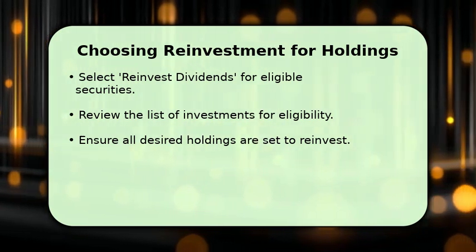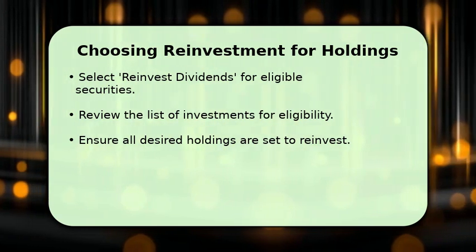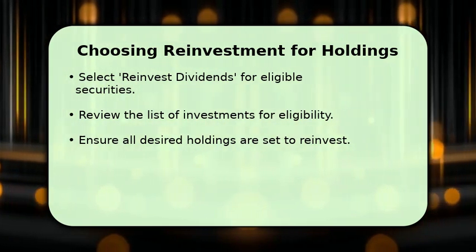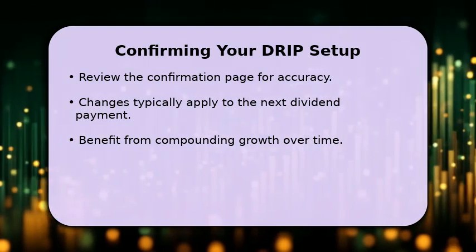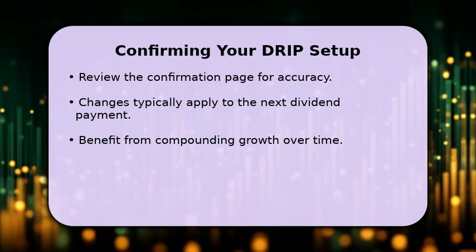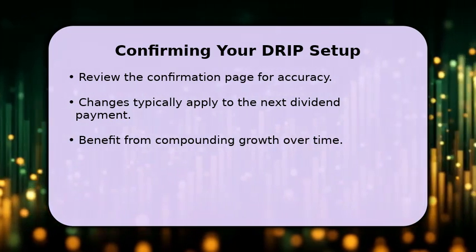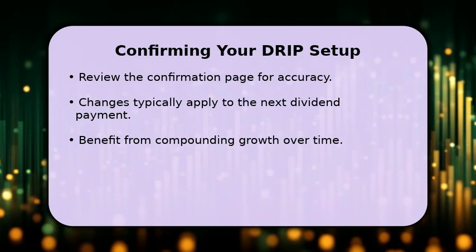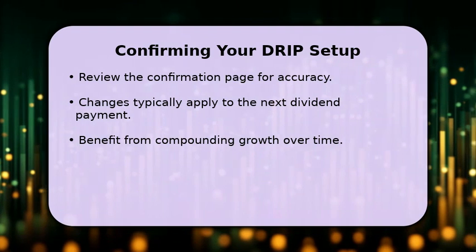Carefully review the list to confirm that all your desired stocks, mutual funds, or ETFs are chosen for reinvestment. After making your selections, Vanguard will present a confirmation page summarizing your choices. It is important to review this page carefully to ensure everything is accurate before finalizing. Your changes will generally take effect for the next scheduled dividend payment.